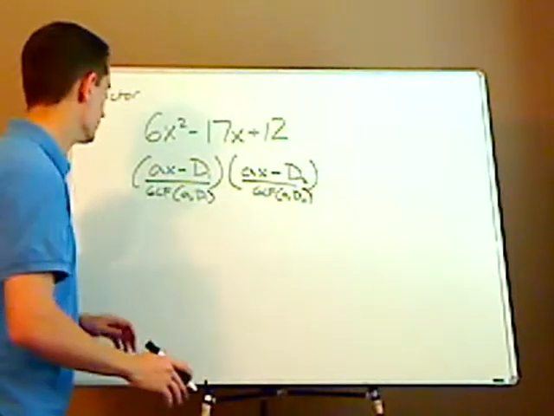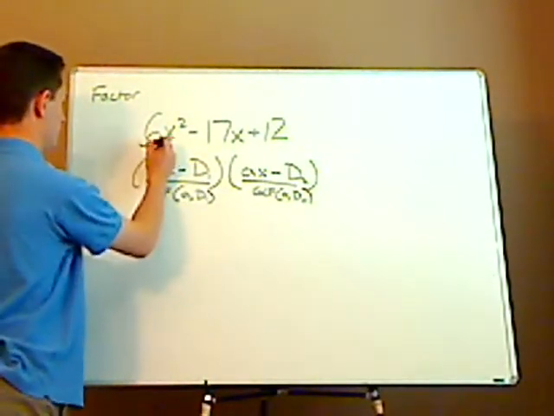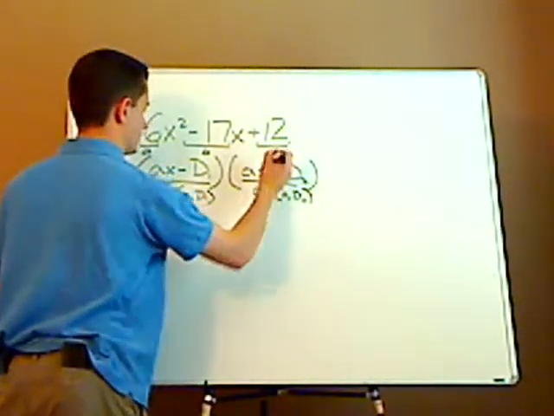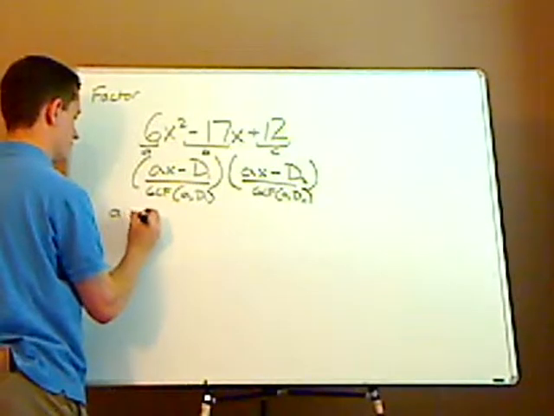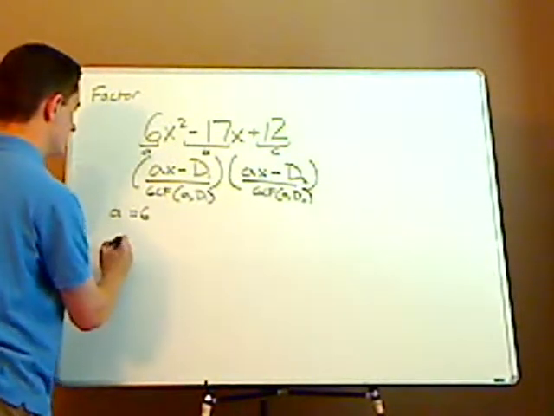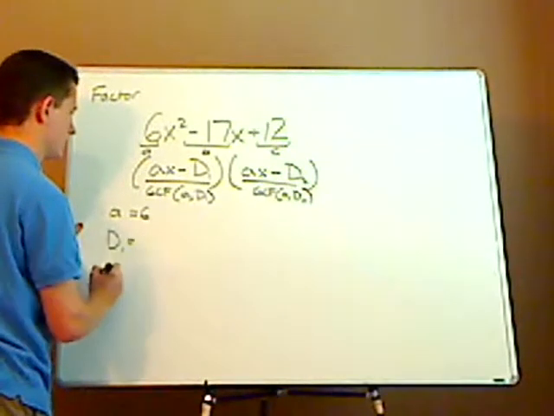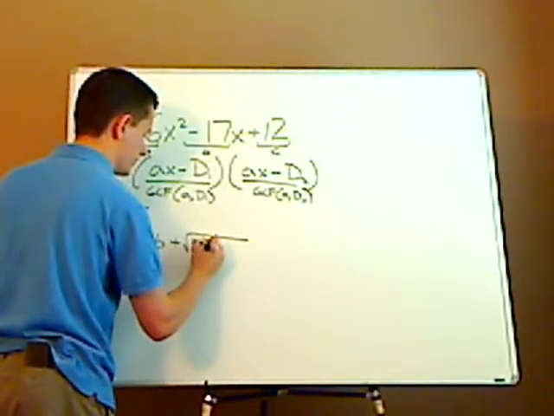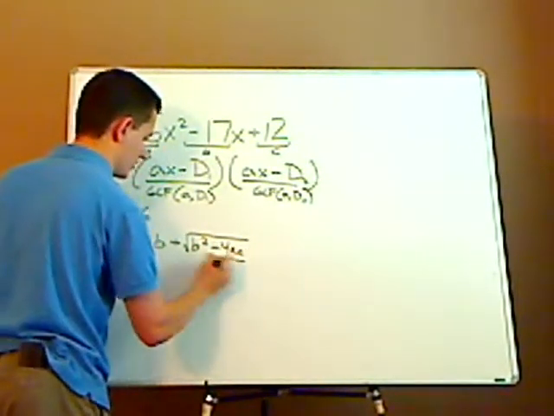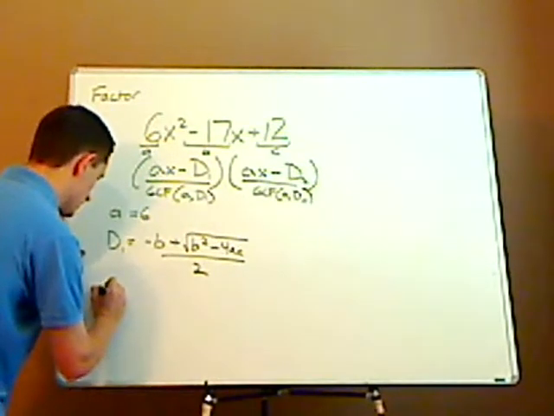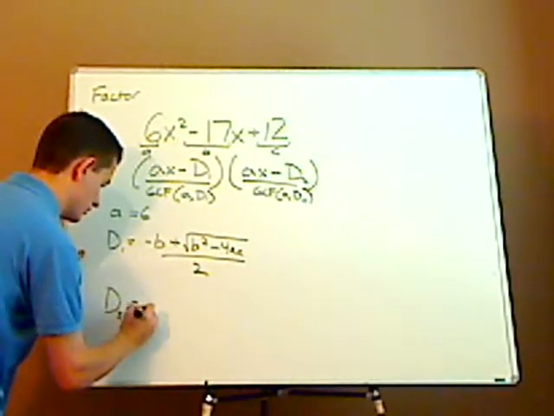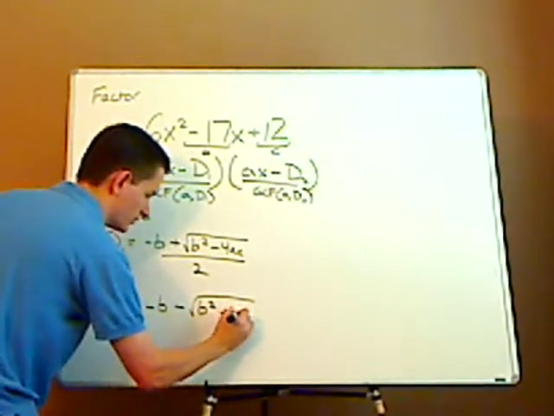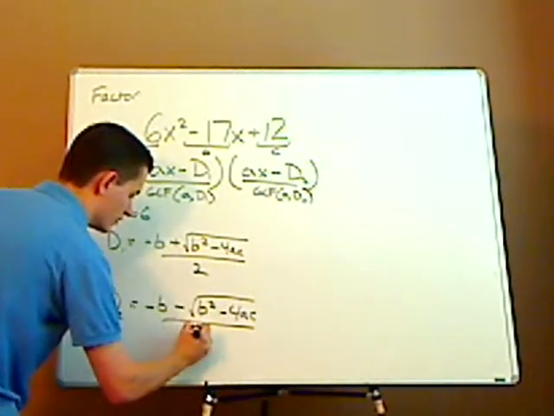And now let me explain a little bit. A stands for A. This is B, and this is C. So A equals 6. D1 equals negative B plus the square root of B squared minus 4AC, all over 2. And D2 is negative B minus the square root of B squared minus 4AC, all over 2.